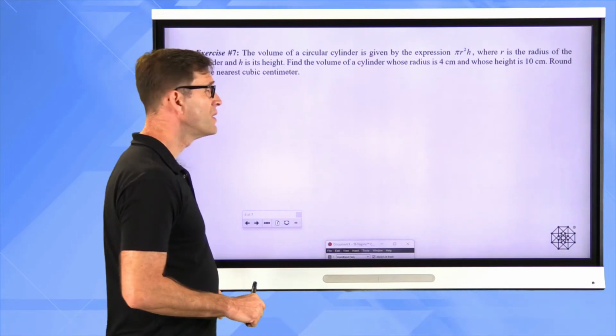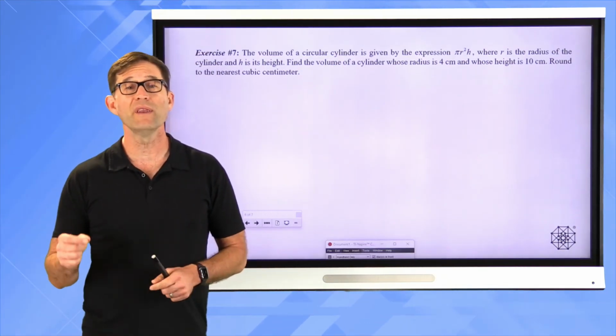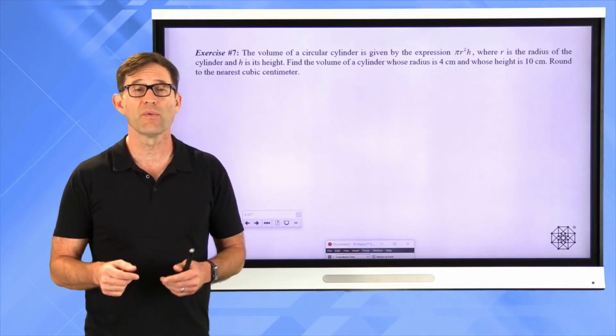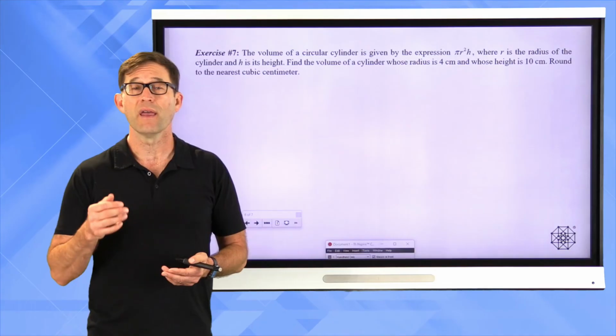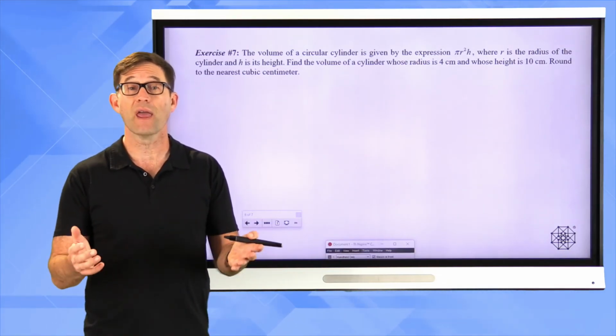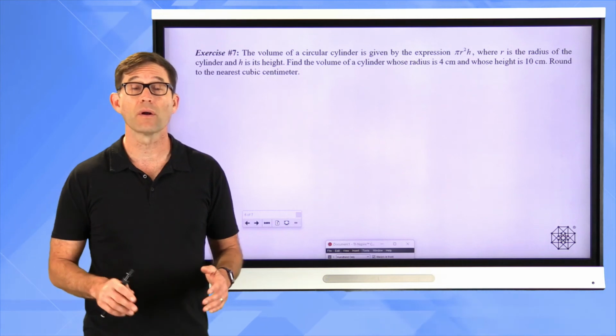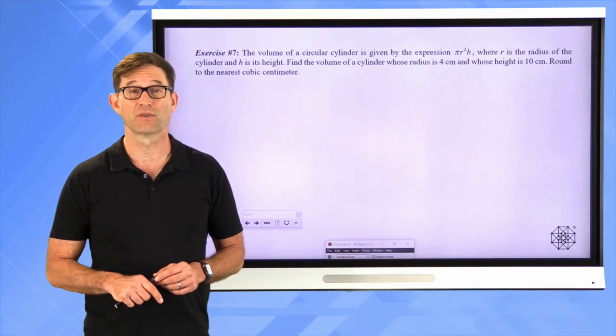Final little piece. Oftentimes multivariable expressions arise when we deal with formulas that we use to calculate something. You see these formulas in geometry, in chemistry, in physics, right? Many of you are probably even taking physics right now concurrently with Algebra 2. Let's take a look at a classic formula from geometry.